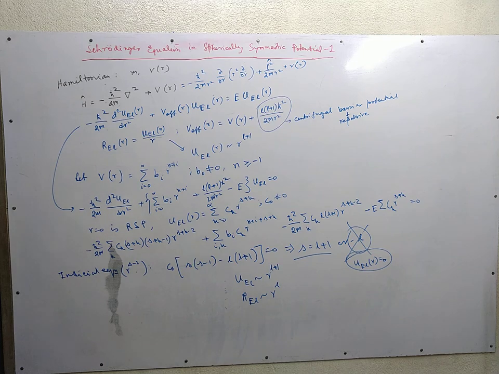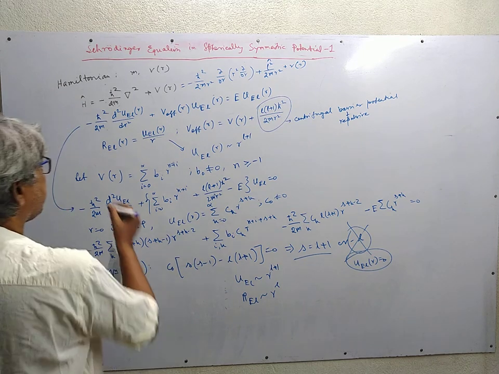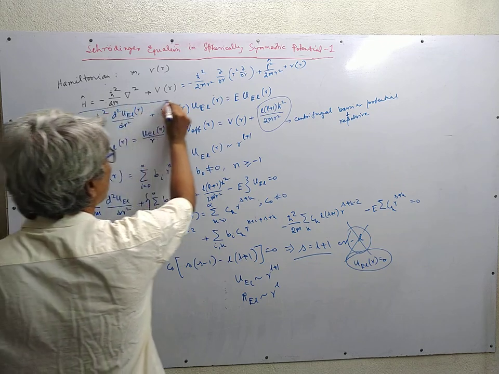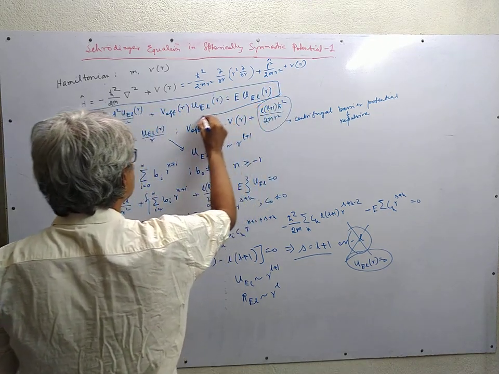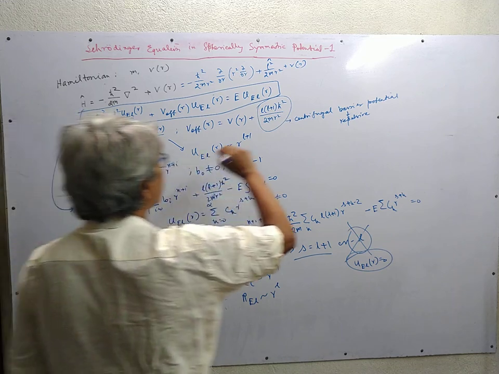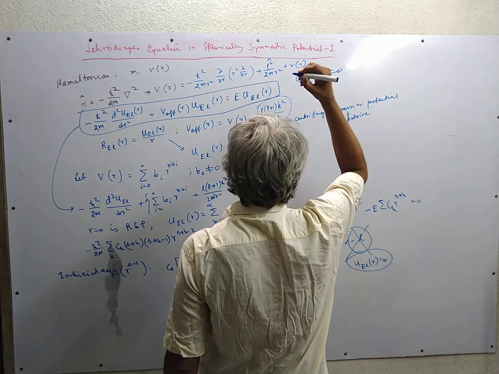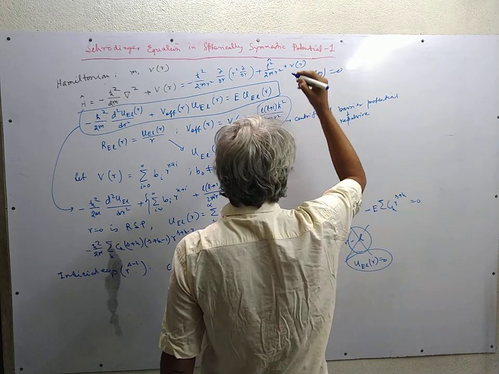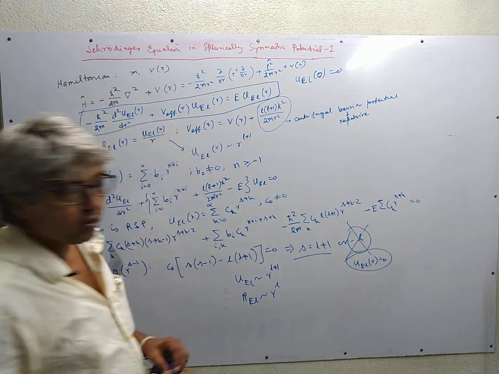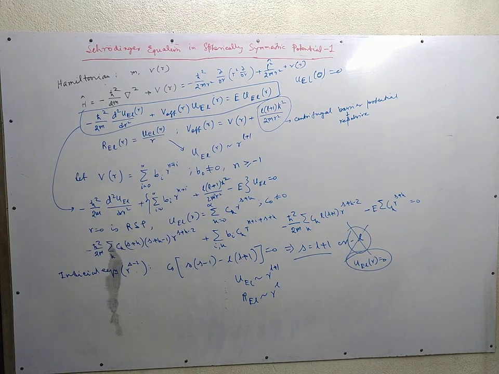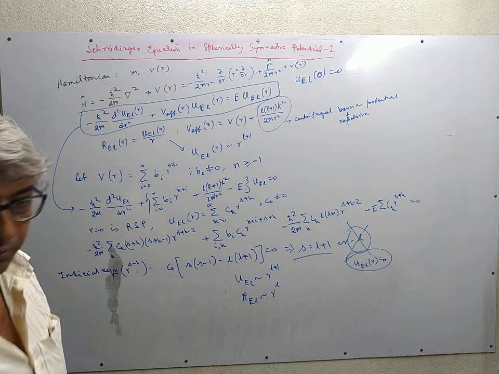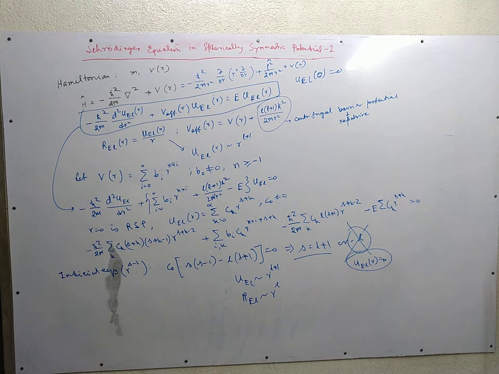So the conclusion is that for a spherically symmetric potential, we need to solve this differential equation with the condition that u of E l at 0 must be 0, which is valid in all cases when the potential V of r is not more singular than 1 by r. In the next class, we shall apply this theory to solve a few simple cases.